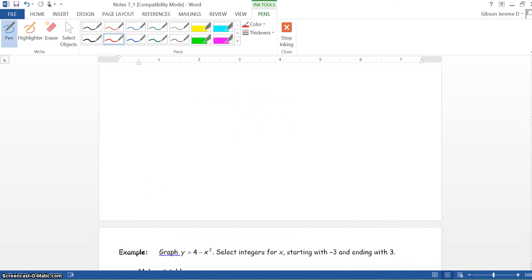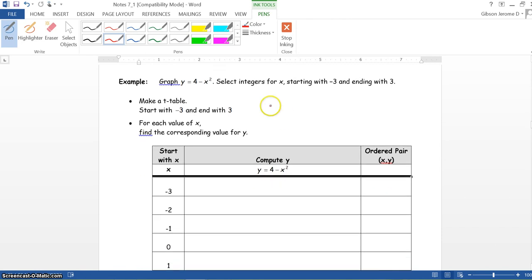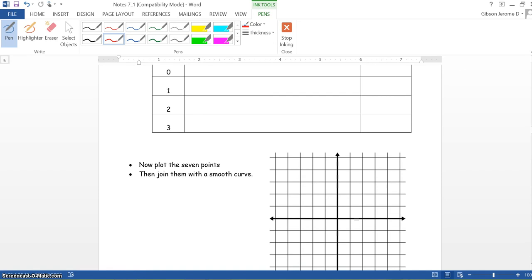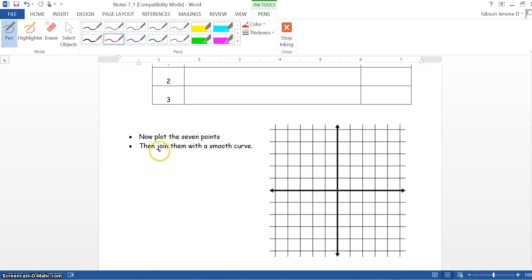Now we scroll on down to the next page. It says graph y equals 4 minus x squared. Select integers for x, starting with -3 and ending with 3. Make a t-table, start with -3 and end with 3. For each value of x, find the corresponding value for y. Now after we do this, we will plot the 7 points that we will get starting from -3 to +3, then join them with a smooth curve.